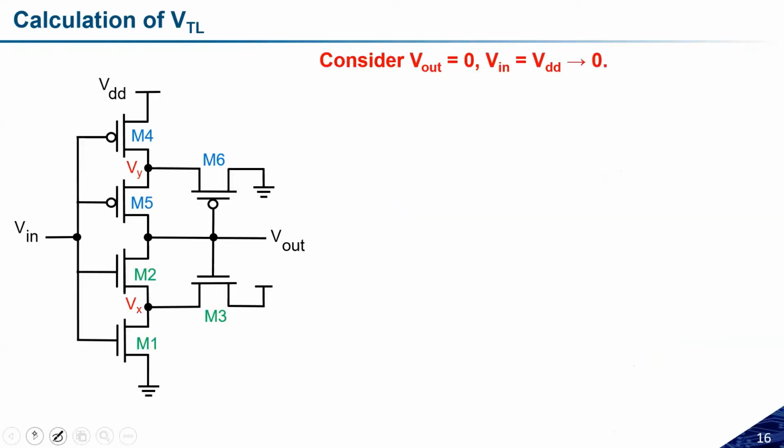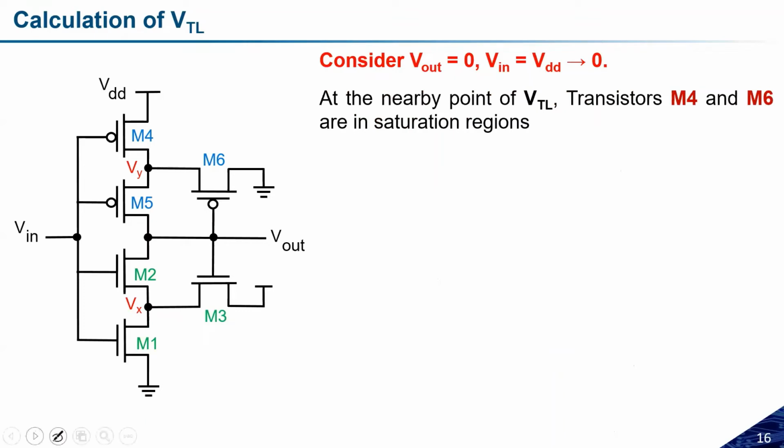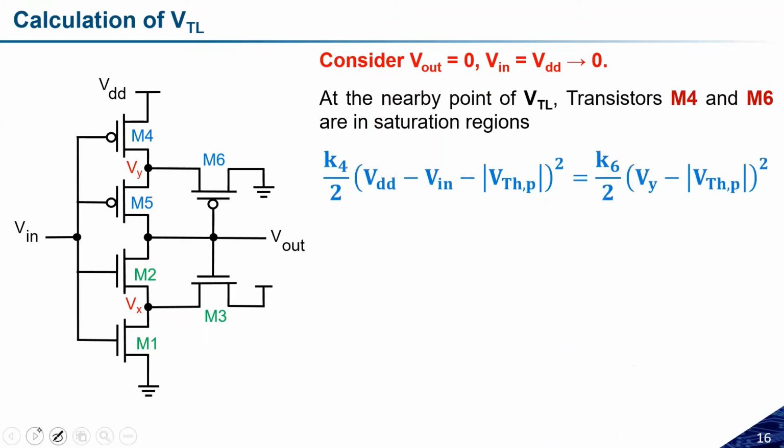Okay, so here I'm just showing it, but you can do it at your home because we have only 8 minutes, and I need to finish 2 more slides. I want to finish the sequential circuit today only. So at the nearby point of the VTH, M4 and M6 will be in the saturation region, just like M3 and M1. And we need to equate these two things.